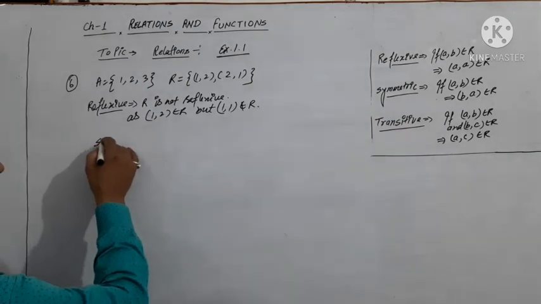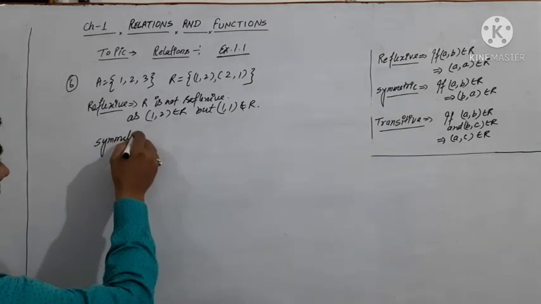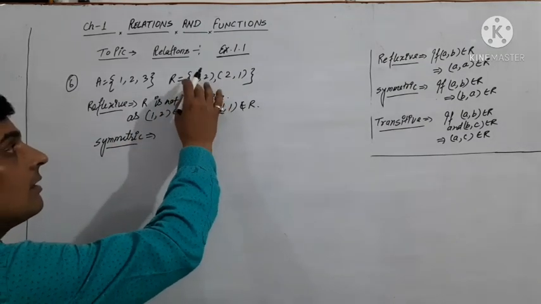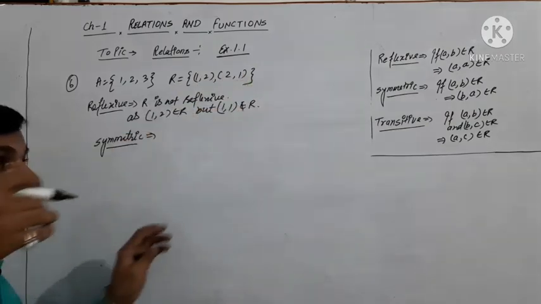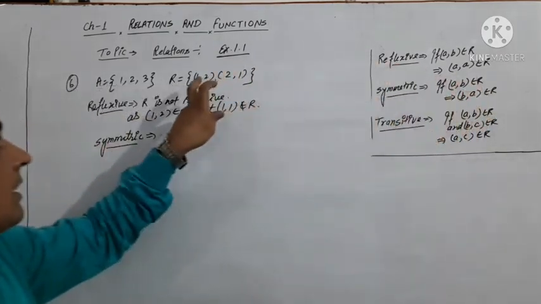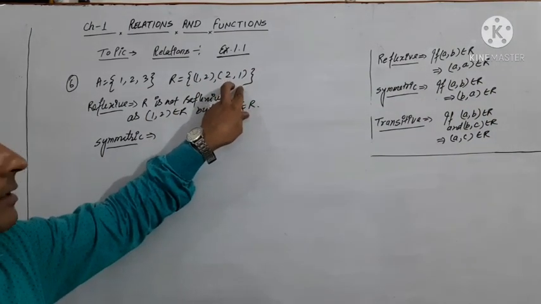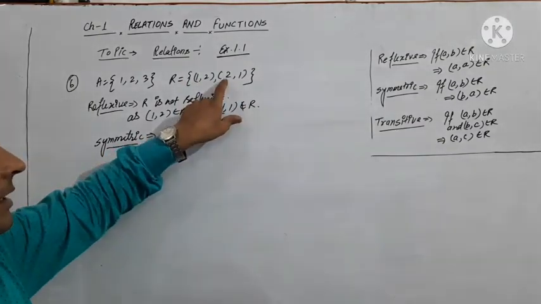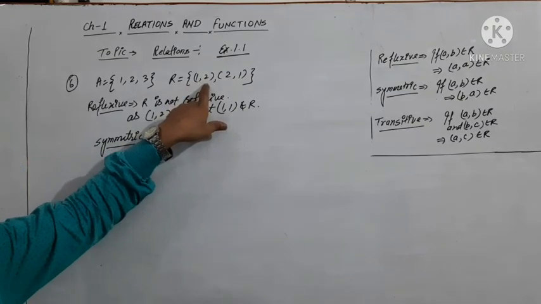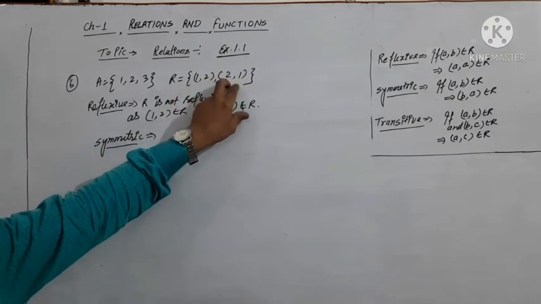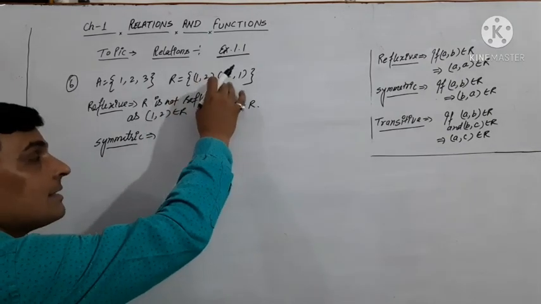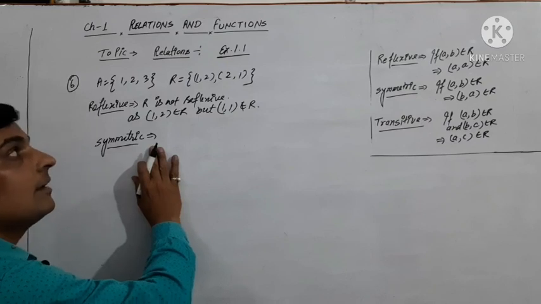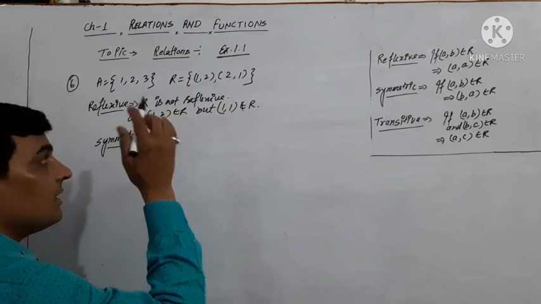Now second, the symmetric relation. Now we are checking the symmetric relation. If (a, b) belongs to R, here (1, 2) belongs to R, then (b, a), that is (2, 1), should also belong to R, which it does. For (1, 2), (2, 1) is present, and for the second ordered pair (2, 1), (1, 2) is present. For both of the ordered pairs, the condition of a symmetric relation is valid, so the relation will be symmetric.